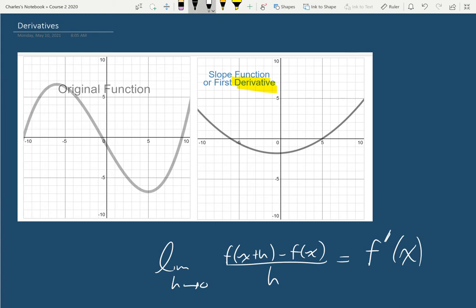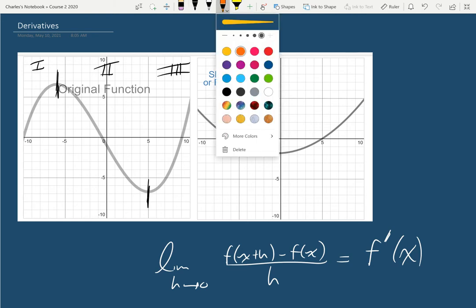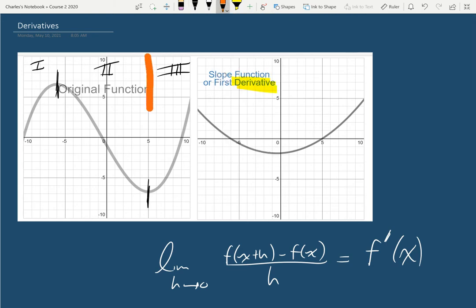And what does that mean? Well, if I look at this function, I'm going to divide it up into 3 different parts. This is part number 1, this is part number 2, and this is part number 3. And what is happening in those different parts? Well, in part number 1, what is the slope? The slope is positive, right? So what should I see about the derivative? Well, the derivative should be positive.